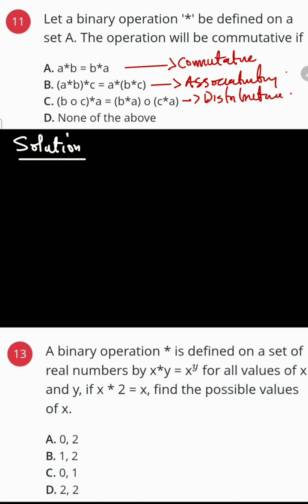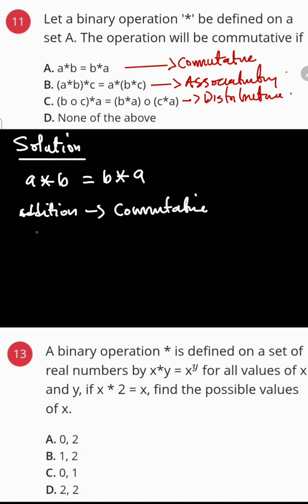So take note. Of course, we can now say that A asterisk B is equal to B asterisk A, which shows the commutative property. It is very important. In fact, let me help you with this. Addition is commutative. Multiplication is also commutative.